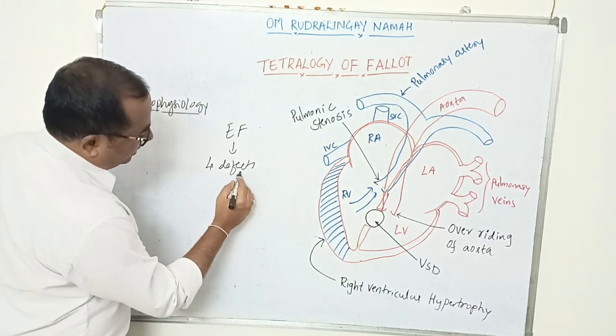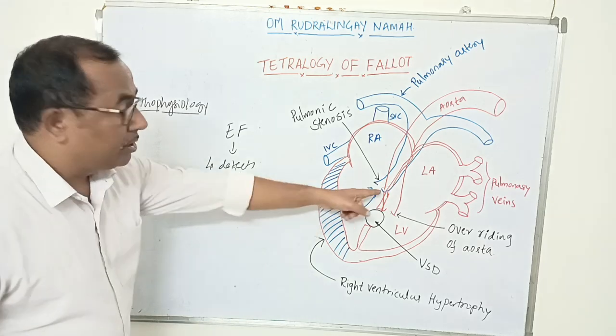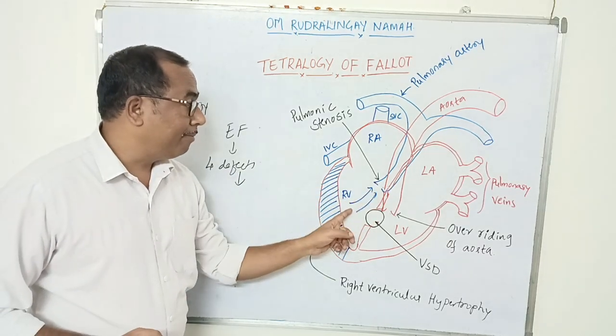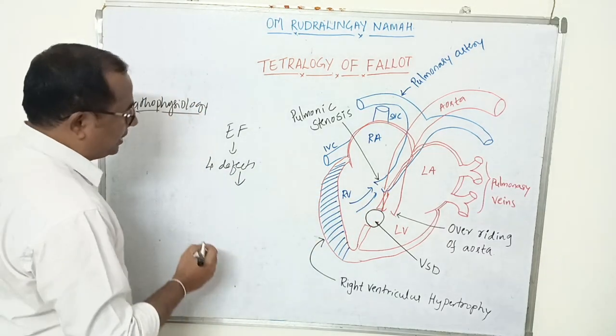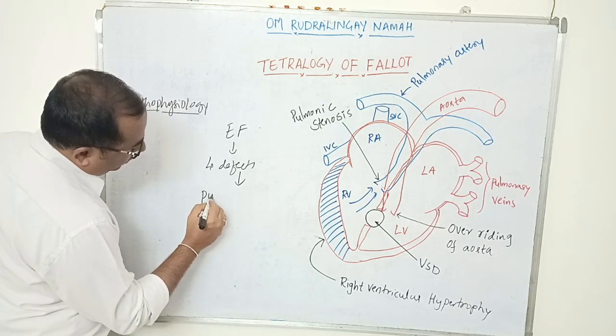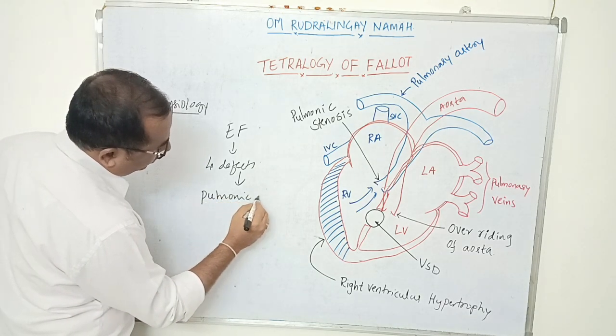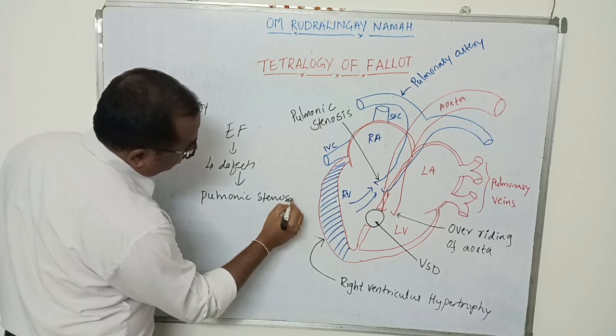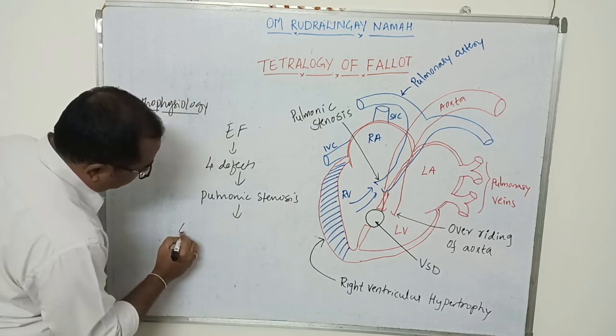Okay, so what happens here? Due to pulmonary stenosis, due to obstruction in the flow of blood from the right ventricle into the pulmonary artery, what happens here? Due to this pulmonary stenosis, there is an obstruction.